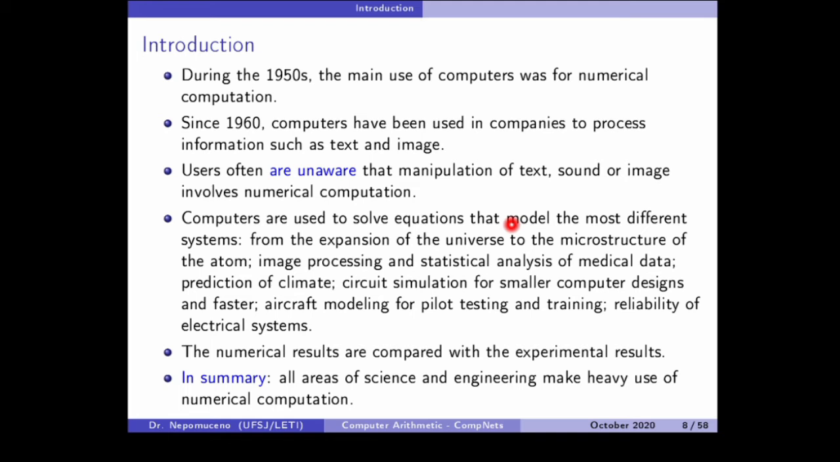Since 1960, computers have been used in companies to process information such as text and images. Users often are unaware that manipulation of text, sound, or image involves numeric computation. Computers are used to solve equations that model the most different systems. So this is why it's really important, because with this sort of modeling you can model many areas. You can model the expansion of the universe. You can model the atom.